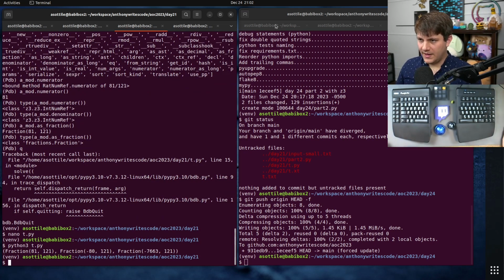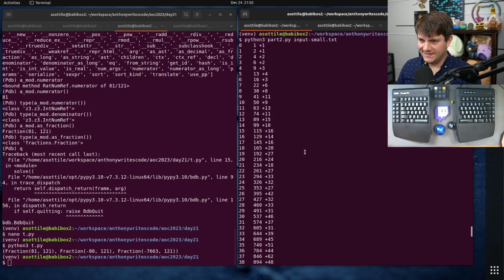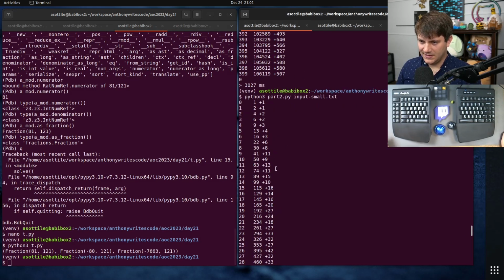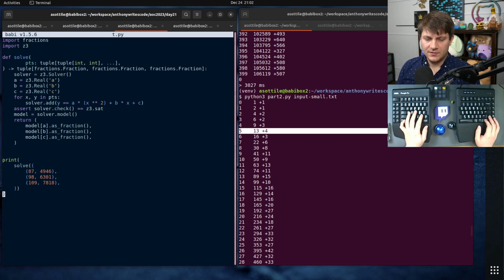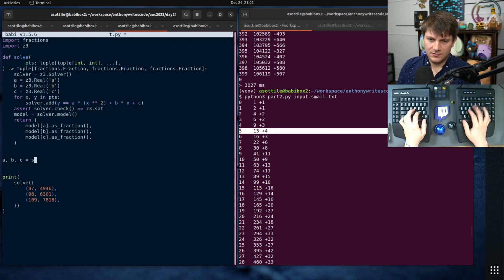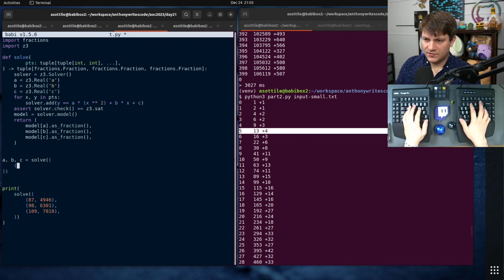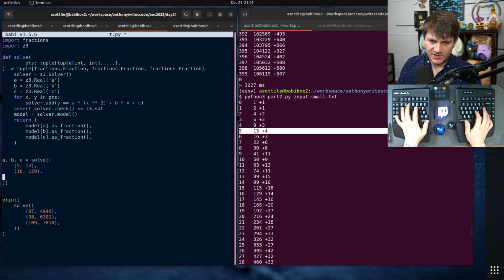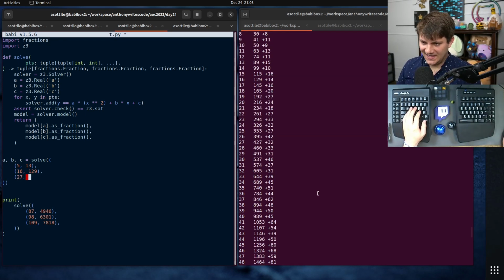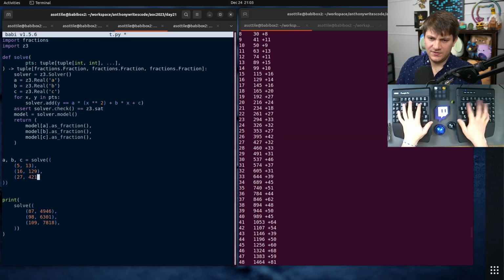Okay, so given that, we wanted to see when the periodicity starts. So I'm guessing that it starts at 5. So let's try putting in something. Let's try 5, 13, and plus 11, so 16, 129. Plus 11 would be 27 and 427.